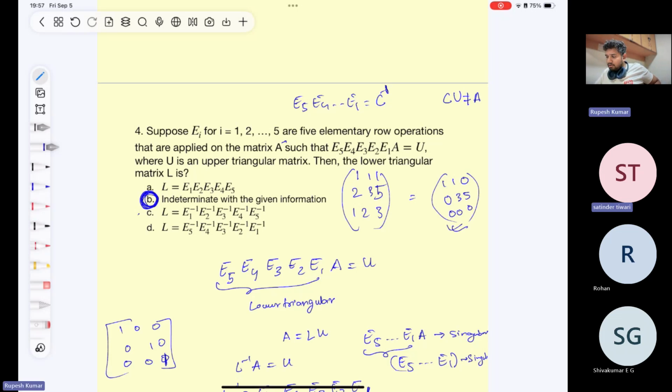How are you getting this upper triangular form? I'm just taking an example, any example: 1, 0, 0, 1, 0, 0, 1. Is it upper triangular? Yeah, this is upper triangular, right? Top row will be 1, 1, 1. Is it an upper triangular matrix? Yeah, this is an upper triangular matrix, right?